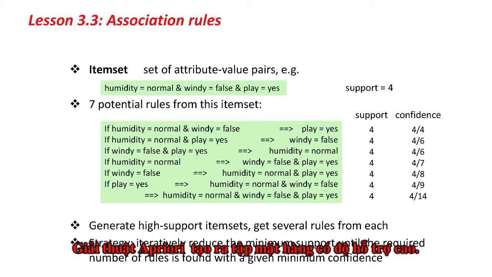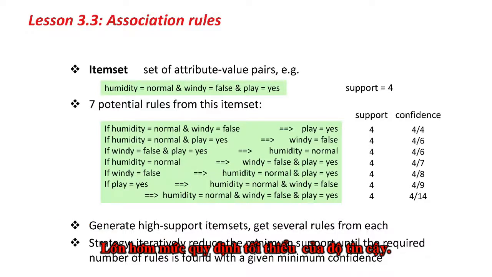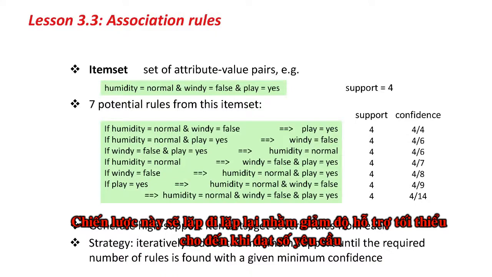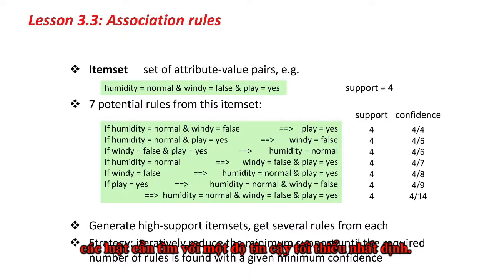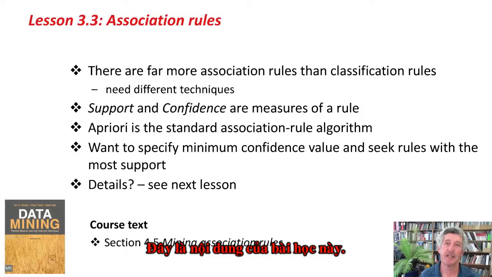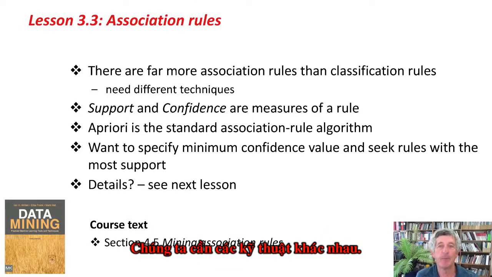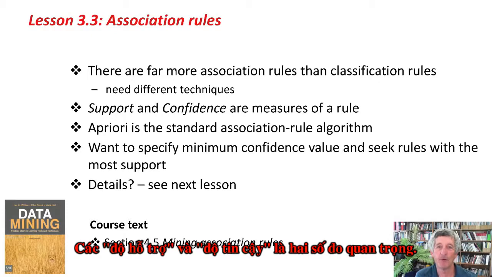What Apriori does is generate high support item sets. Then given an item set, it gets all of the rules from it, and just takes those with more than a minimum specified degree of confidence. So the strategy is to iteratively reduce the minimum support until the required number of rules is found with a given minimum confidence. So that's it for this lesson. There are far more association rules than classification rules. We need different techniques. The support and confidence are two important measures.